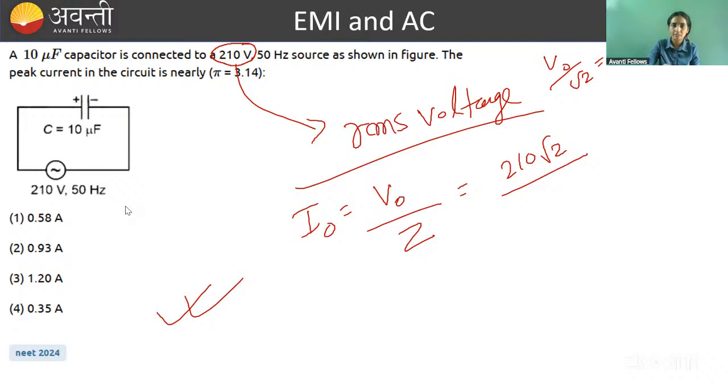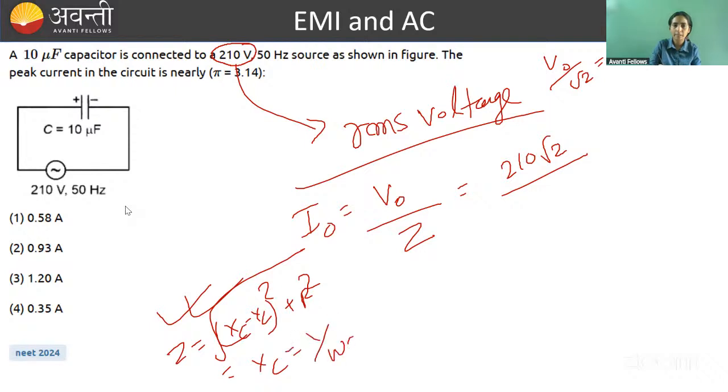And this by Z. What did I say the value of Z is? Square root of (xc minus xl) squared plus r squared. And here xl is not there, r is not there. So it is basically xc. And xc is 1 by omega c. So this is 1 by omega c. That is, 210 root 2 into omega into c.